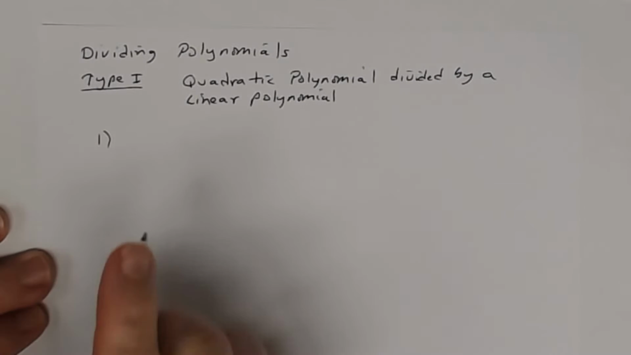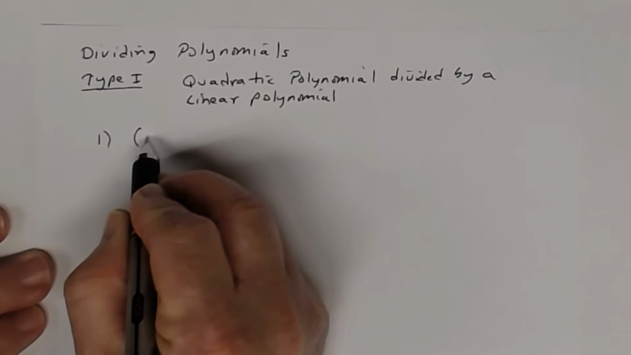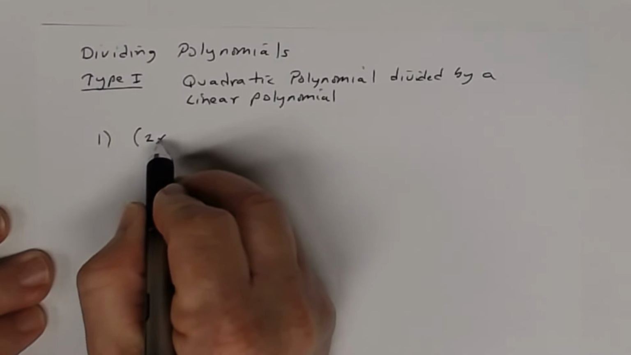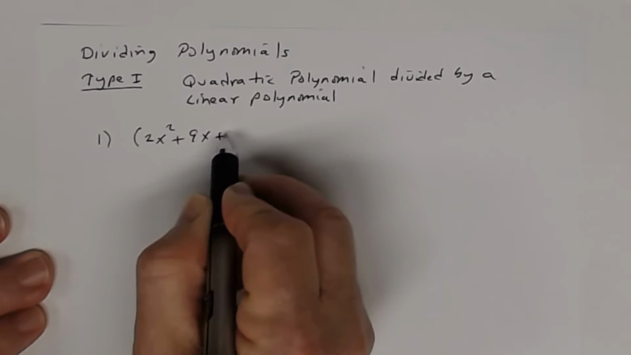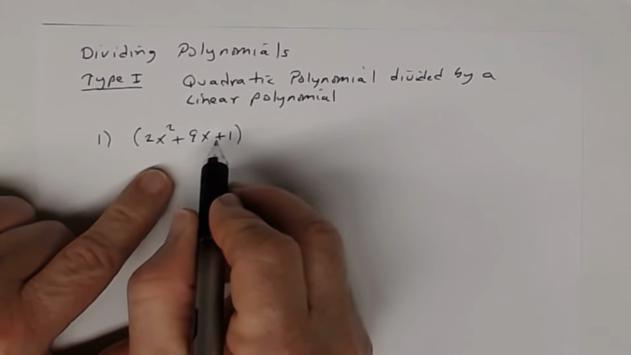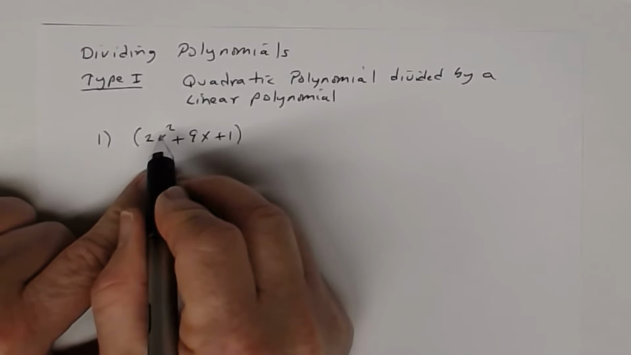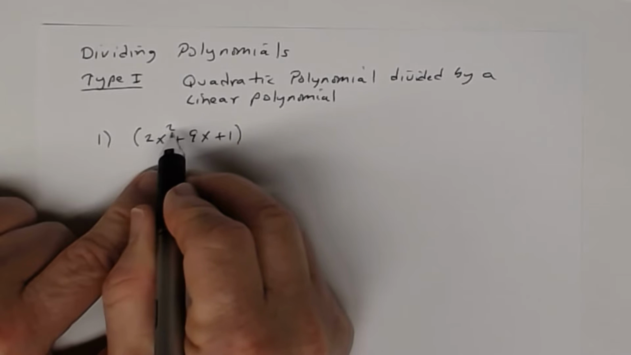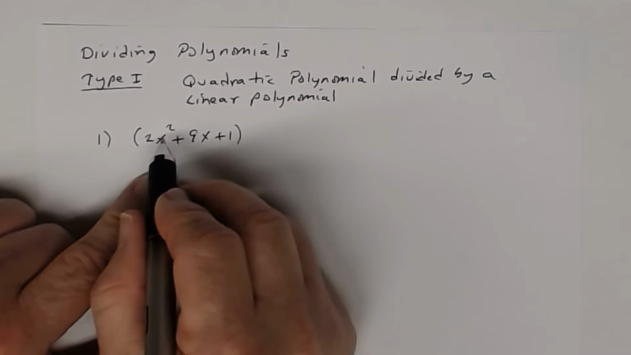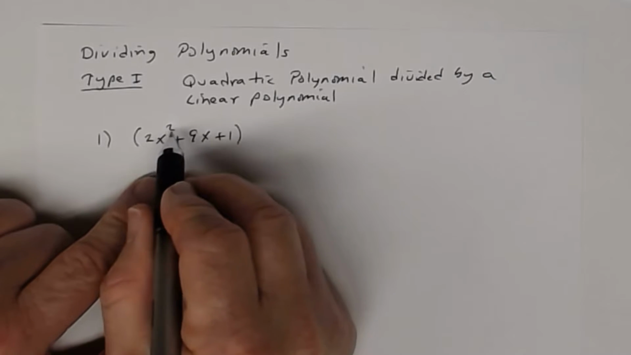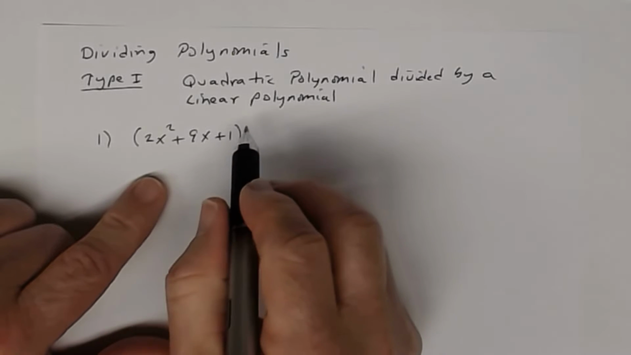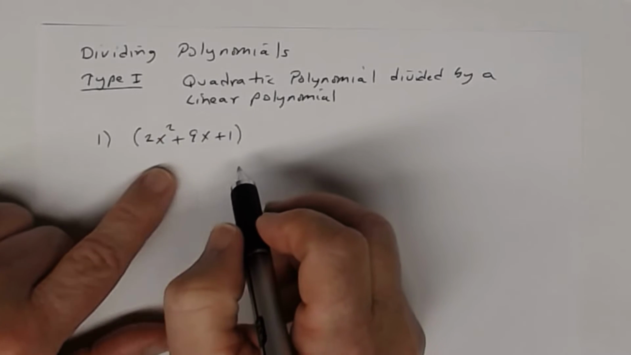So we have number one. Notice in the first set of parentheses, I'm going to have a quadratic polynomial. It's going to say 2x squared plus 9x plus 1. So you see this is quadratic. Remember what makes this a quadratic polynomial is that the largest exponent is 2. And notice I have three terms here. I have a squared term, so x squared, I have an x to the first power, and then I have a constant term. Okay, so we have this quadratic polynomial.